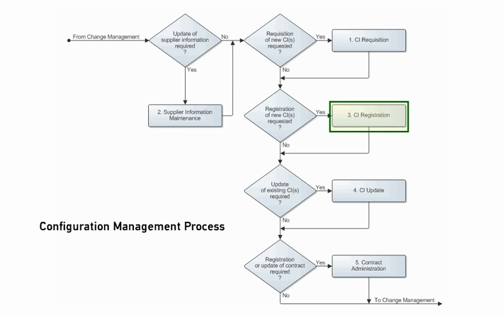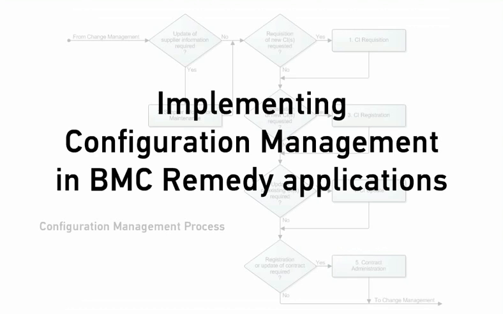The third procedure is CI registration. Configuration administrators and purchasing agents use this procedure when they register new CIs in the Configuration Management Database, or CMDB. The fourth procedure is CI update. Configuration administrators use this procedure to update the attributes and relationships of existing CIs that are registered in the CMDB. The last procedure is contract administration. Configuration administrators use this procedure when they register or update the contracts or license certificates of the CIs that are registered in the CMDB. Now we'll look at how the configuration management process works in BMC Remedy applications.